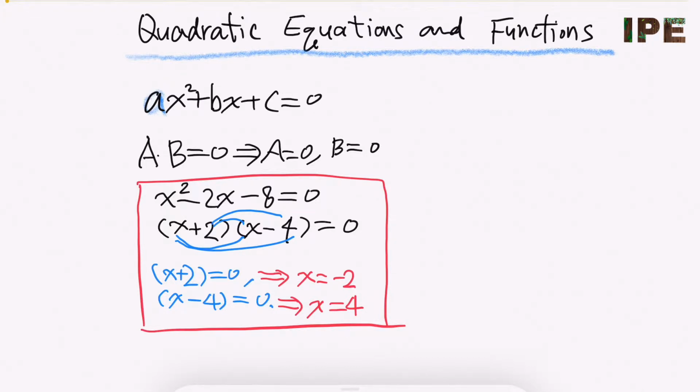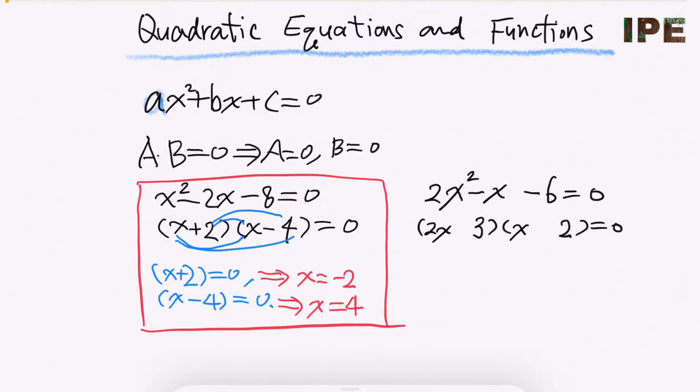What about a little harder one? 2x squared minus x minus 6 equal to 0. How can you factor this? 2x squared means 2x times x, right? Product of these two numbers are going to be negative 6, so maybe 3 and 2. So 3 times 2. This is minus, this is plus, because 2x squared, negative 4x plus 3x, which is negative x, negative 6.